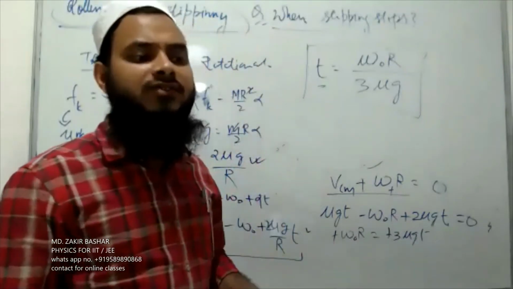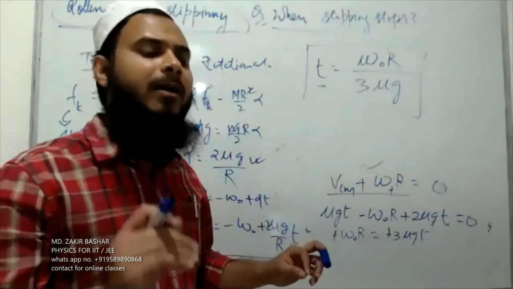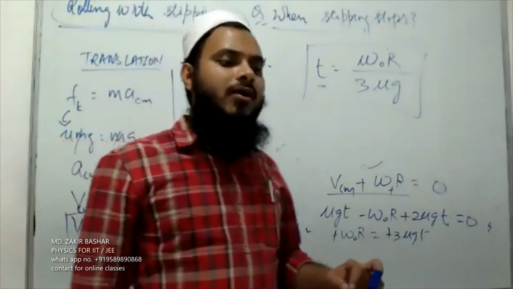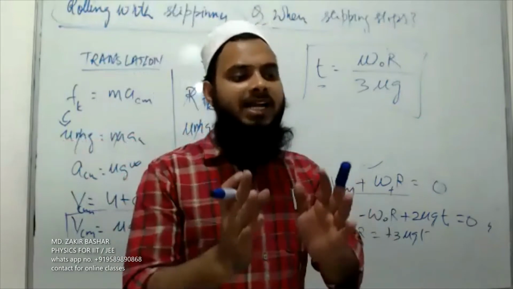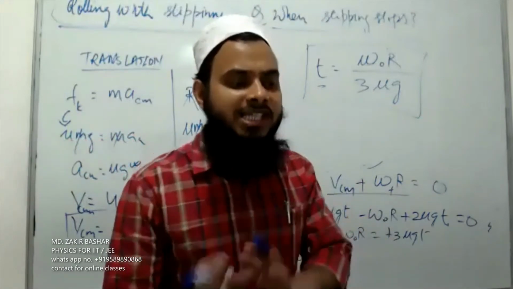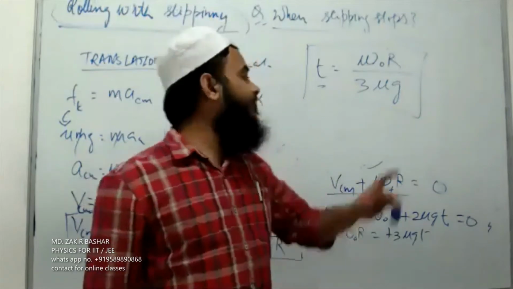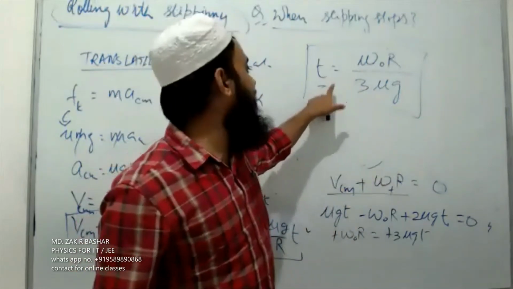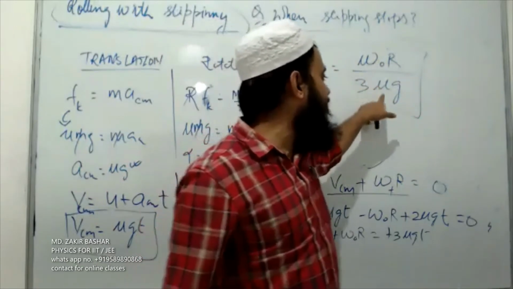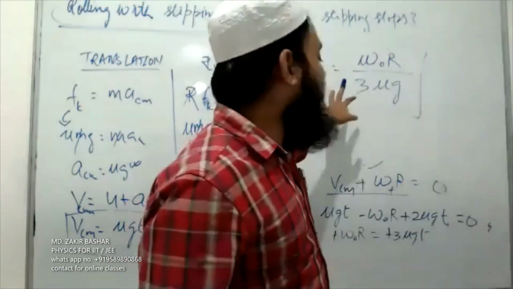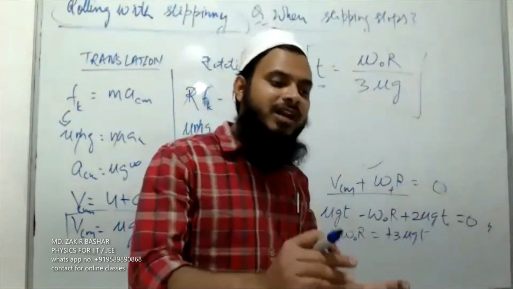As the velocity of the ground and the velocity of the point of contact of the disc become equal, it means the kinetic friction has achieved its goal. So the kinetic friction leaves that place. After this second, after the time t equals μ₀R divided by 3μg, check the calculation part also, the kinetic friction will leave its place.